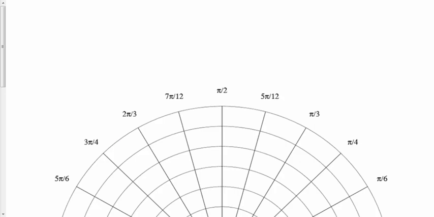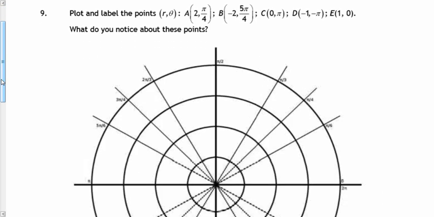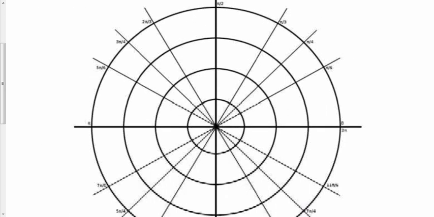So I'm going to be finished with that first page, and now we're going to go 2 pages over, and we're on number 9. And we're going to plot and label these points. So I'm going to go ahead and just move my screen so I can see this. And point A is the point 2, comma, pi over 4. So I'm going to go to pi over 4, which is right here. Starting at the origin, I'm going to go up to 1, 2. This is point A.